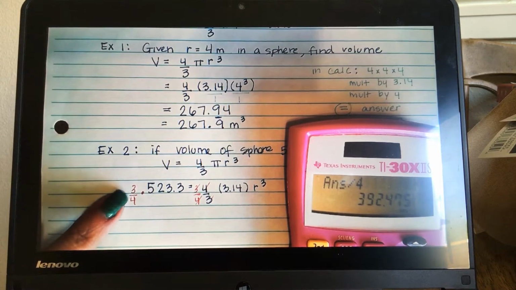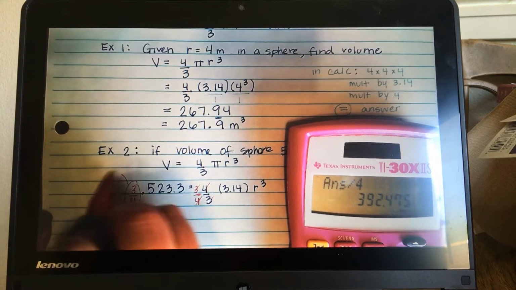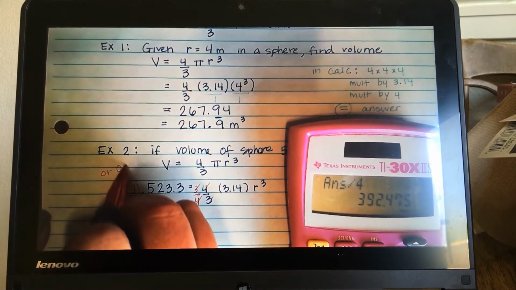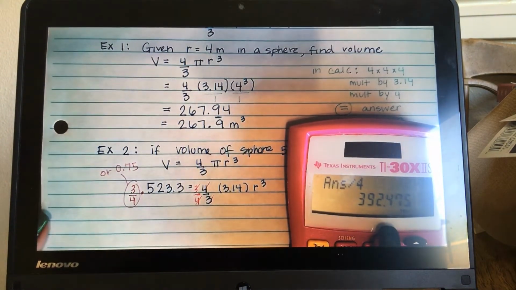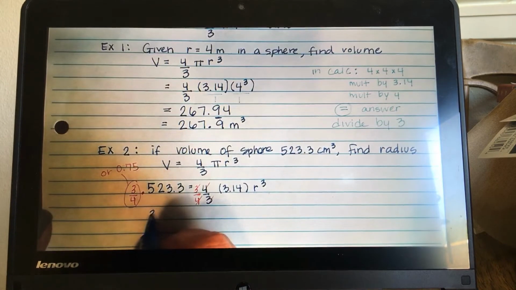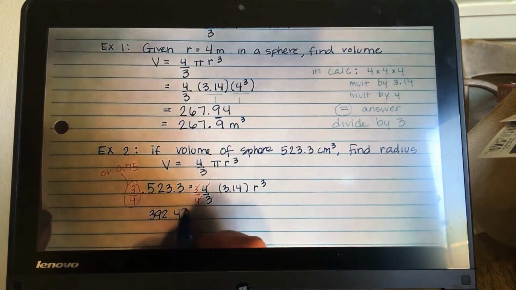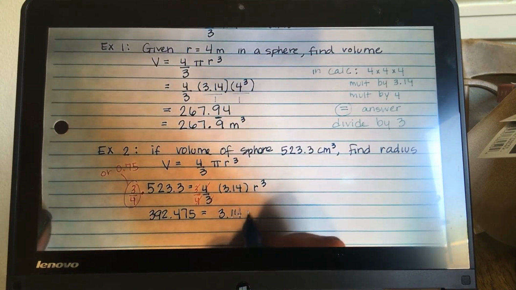You could also use 0.75 if you want to in the calculator. That would actually work out nice. It would still give you the same answer. So 392.475, and I'm going to keep all of those numbers in the calculator.